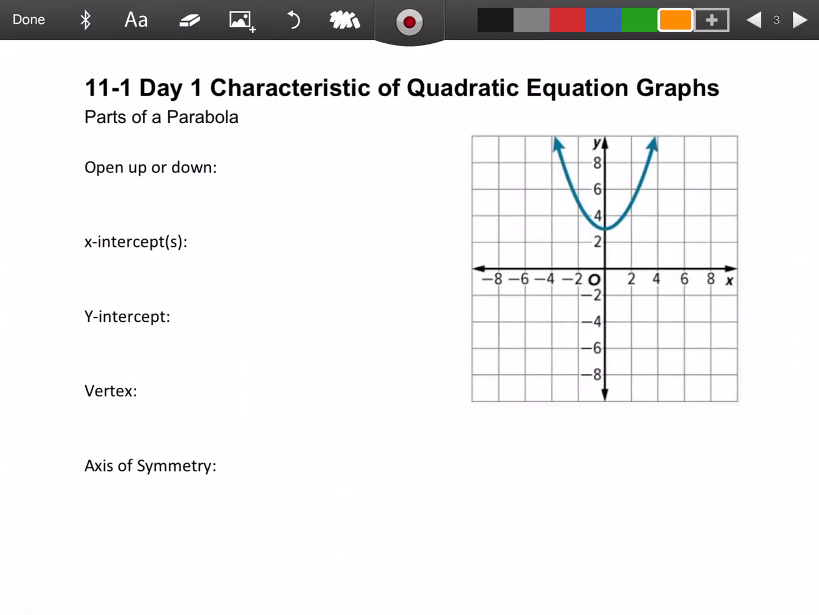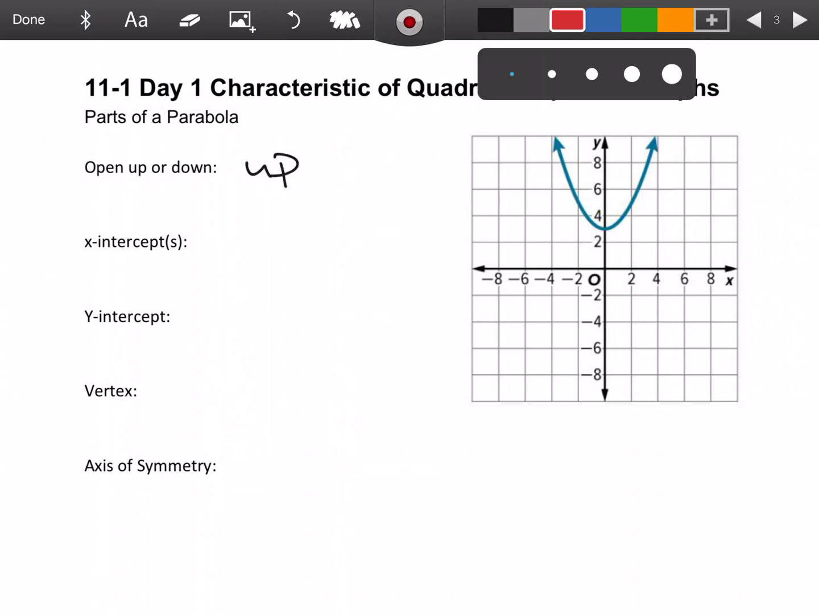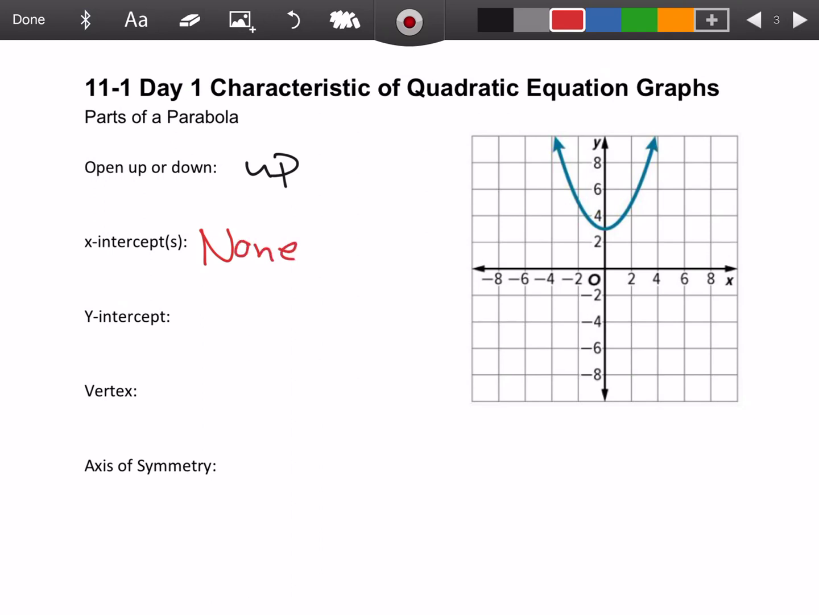So I do want to go over a couple of different examples. Open up or down? Well, this one opens up again, probably the easiest question that you can have. X-intercepts? Well, if you take a look here, there are none. We don't cross the x-axis at all. So we just say there are no x-intercepts.